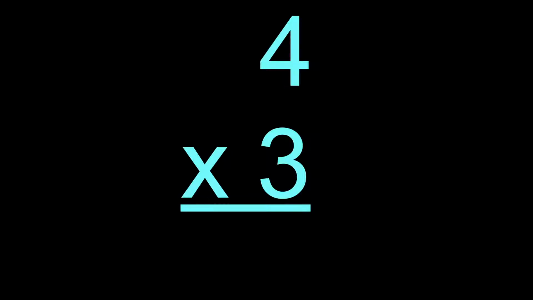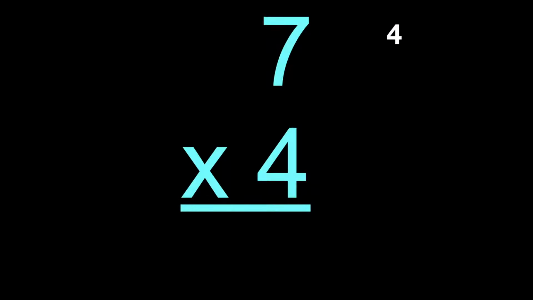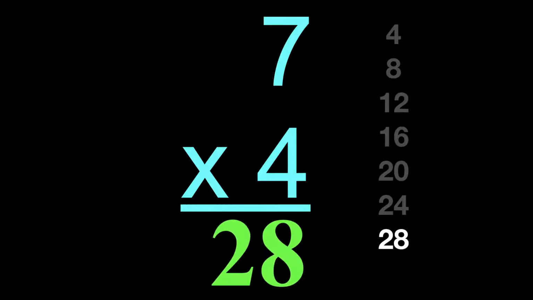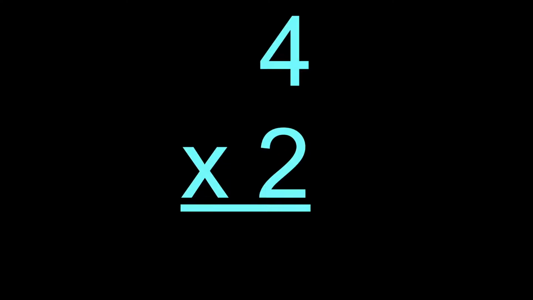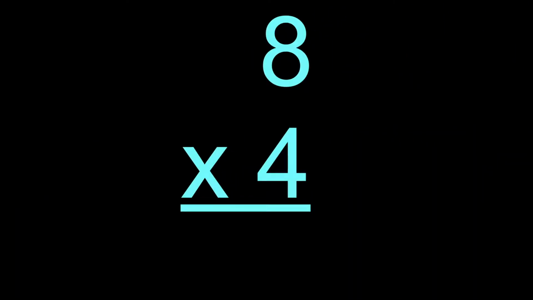4 times 3, ready? 4, 8, 12, good. 7 times 4, 4, 8, 12, 16, 20, 24, 28. Good job. We're almost done. Hang in there. 4 times 2, finally a nice easy one. 4, 8. Yeah, as soon as I say it's easy, right? 8 times 4. Okay, ready?